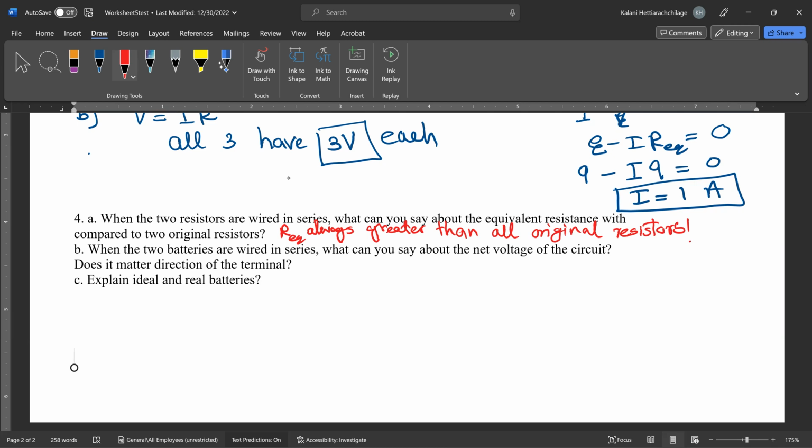Okay, so when 2 batteries are wired in series, now you're going to add 2 batteries, not the 2 resistors. When 2 batteries are wired in series, what can you say about the net voltage of the circuit? Does the direction of the terminals matter? Yes. So now you're going to connect the batteries, right? Two batteries, you have two choices to connect them in series.